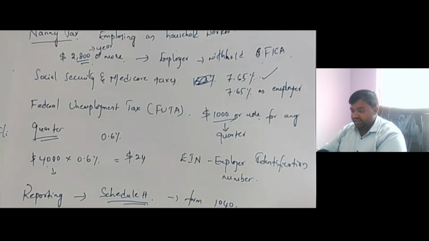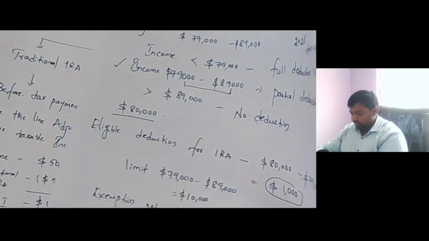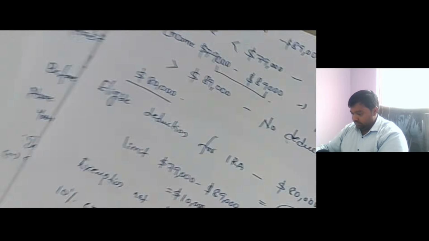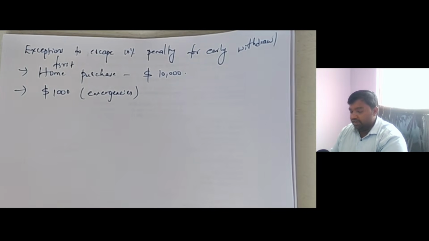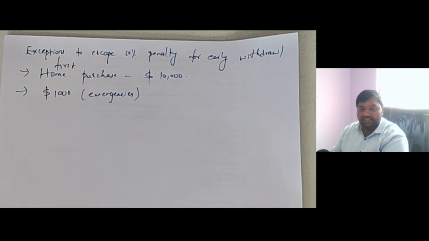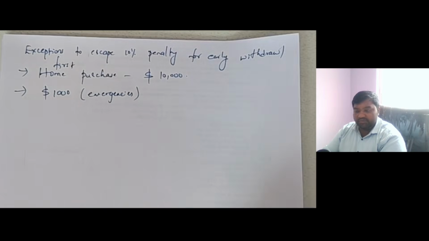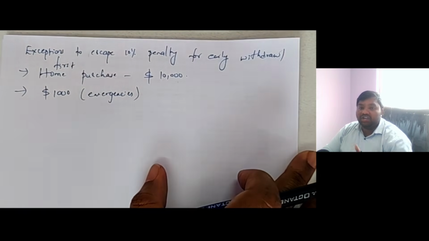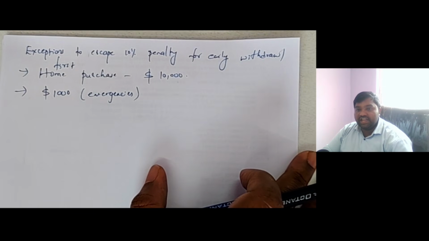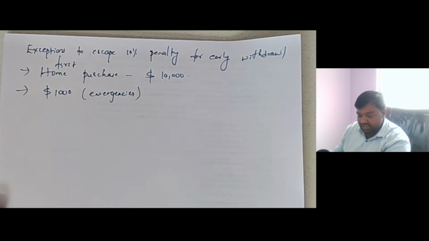And early withdrawals, there is some prepayment penalty. Okay, early withdrawal, some prepayment penalty is there, and you can escape the prepayment penalty for first time home purchase or some emergencies. These are the limits for escaping. If you withdraw up to this limit, there will be no prepayment penalty, and whatever amount you are withdrawing from your traditional IRA, it will be added as income. Okay, so that is about traditional IRA.